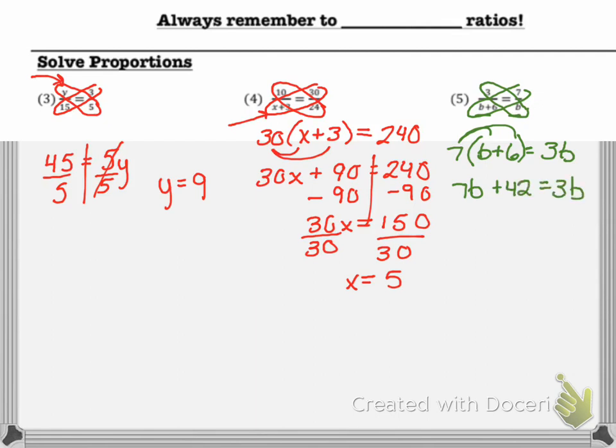Now normally, I talked about in my last video how I want to keep my coefficients positive. Naturally, I would move the 3b over, but then I have nothing left on the right-hand side. So instead, I'll subtract 7b from both sides. I'm left with 42 is equal to negative 4b. And then I'll divide both sides by negative 4. Let's see, 42 divided by negative 4 is going to give me negative 10.5.